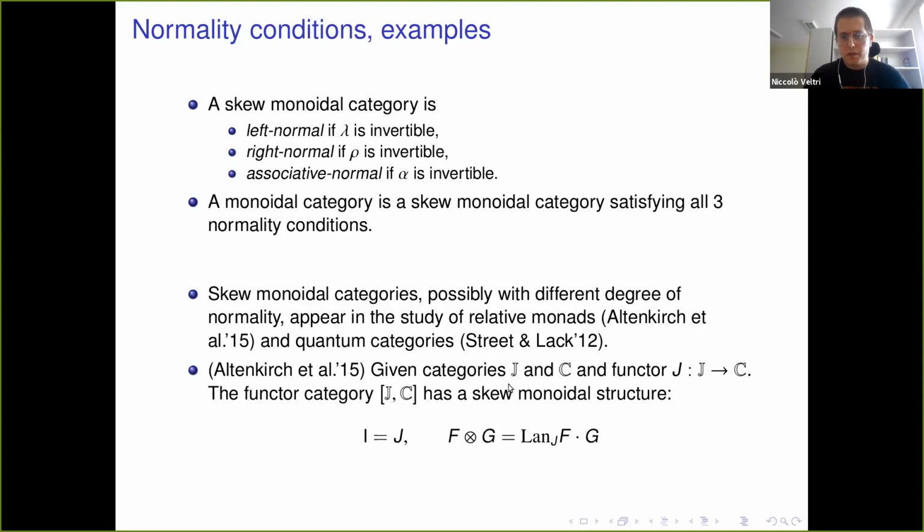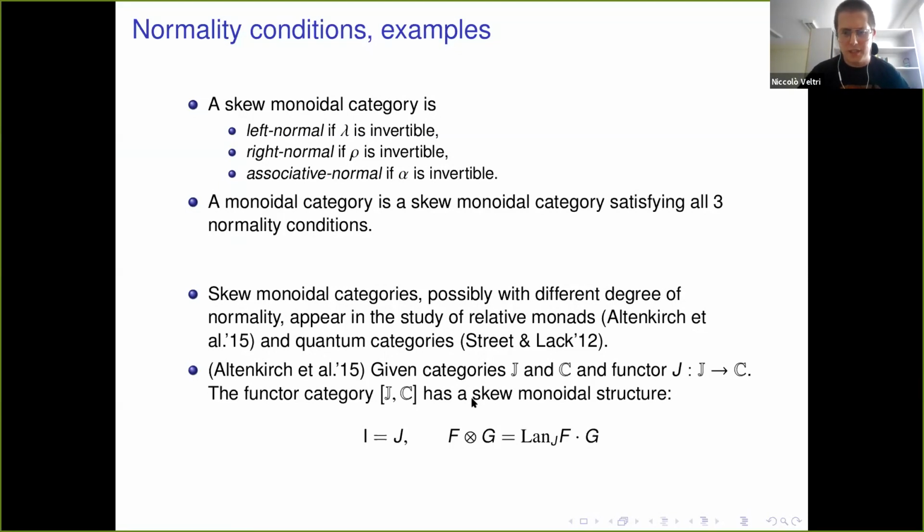So if you have two categories, J and C, and a functor between them, then you have a skew monoidal structure on the functor category between J and C as follows. So the unit is the given functor J, and the tensor of F and G is the composition of G with a left Kan extension of F along J. So we assume that this left Kan extension exists here.